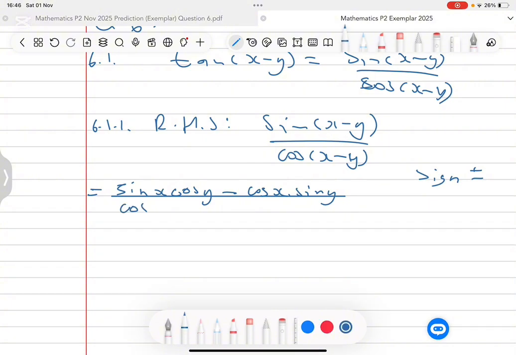Now we're going to expand the cos. So with the cos, I'm going to have cos x cos y plus sine x sine y. Again, you can get this in the information sheet, but again I can give you a tip in terms of how to remember this.